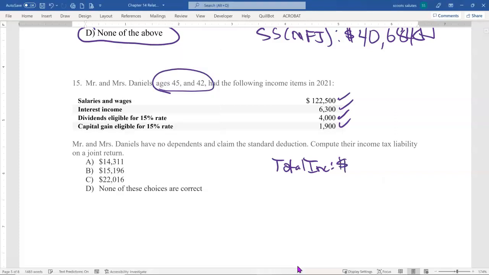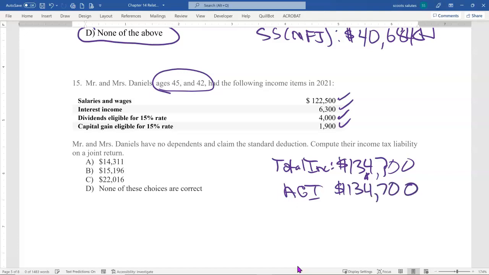$134,700. So that's going to be my total income. Now remember, we looked, were there any kind of above the line adjustments? We didn't mention anything about an adjustment. So that's going to be also my AGI. My adjusted gross income is going to be 134,700. So then that's when we compare the standard deduction to the itemized deduction total.